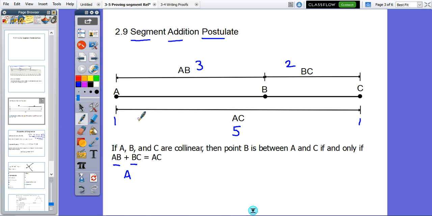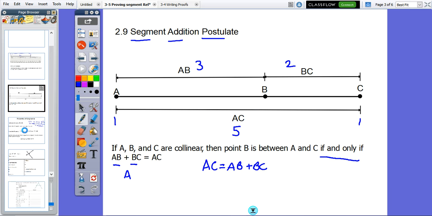But this postulate also works the other way around. You can say, I have this long segment that has a point in the middle, and I can split that up and say that long segment is made up of 2 smaller ones, AB and BC. So it works both ways. That's what the if and only if means: it works forwards and backwards. You can put them together to make a big one, or you can take that big one and split it apart.